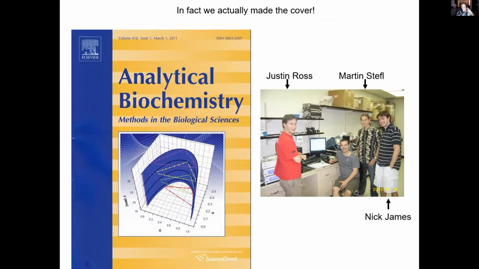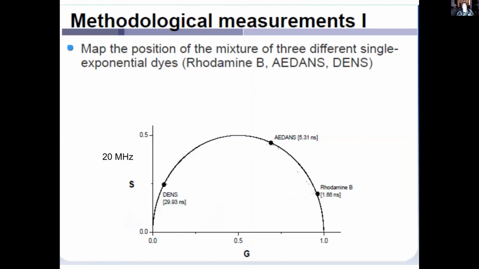And that was done by these gentlemen in my lab. Nick James was a postdoc with me, Justin Ross a postdoc, and Martin Štefl was actually a graduate student from the Czech Republic, with Martin Hof. He came to my lab for six months from Prague, and I put him to work on our first phasor measurements. And this handsome young man is Felipe, who I think is in our audience somewhere. He had a role in phasors in the early days, which I'll show in a moment.